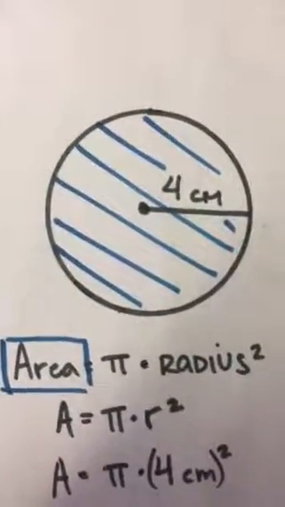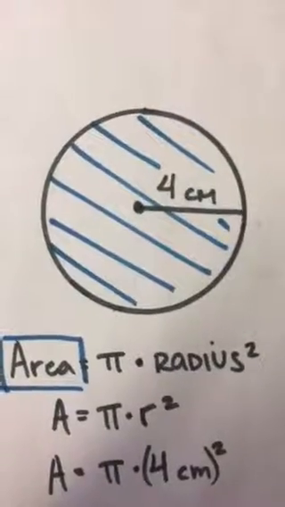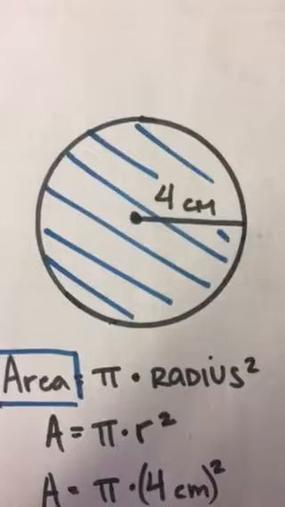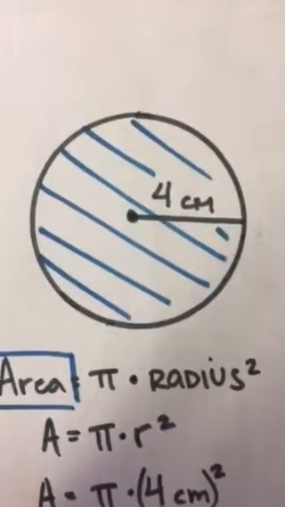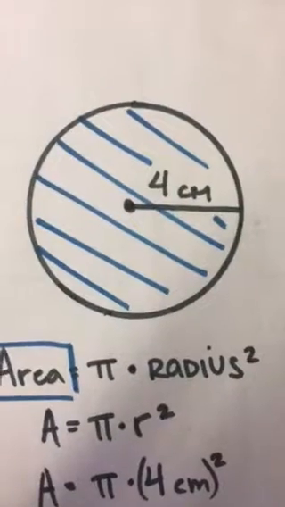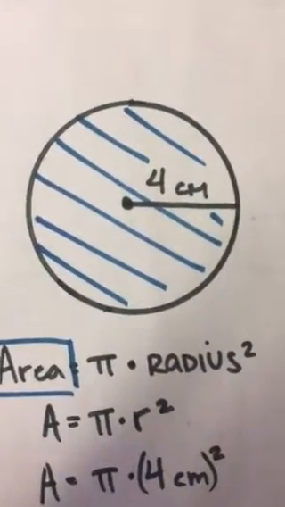All right, so this is a video about how to find the area of a circle. As you can see, this is a circle, or as close to it as I could get, and it has a radius of 4 centimeters. Now, the radius of a circle is just half the length across.